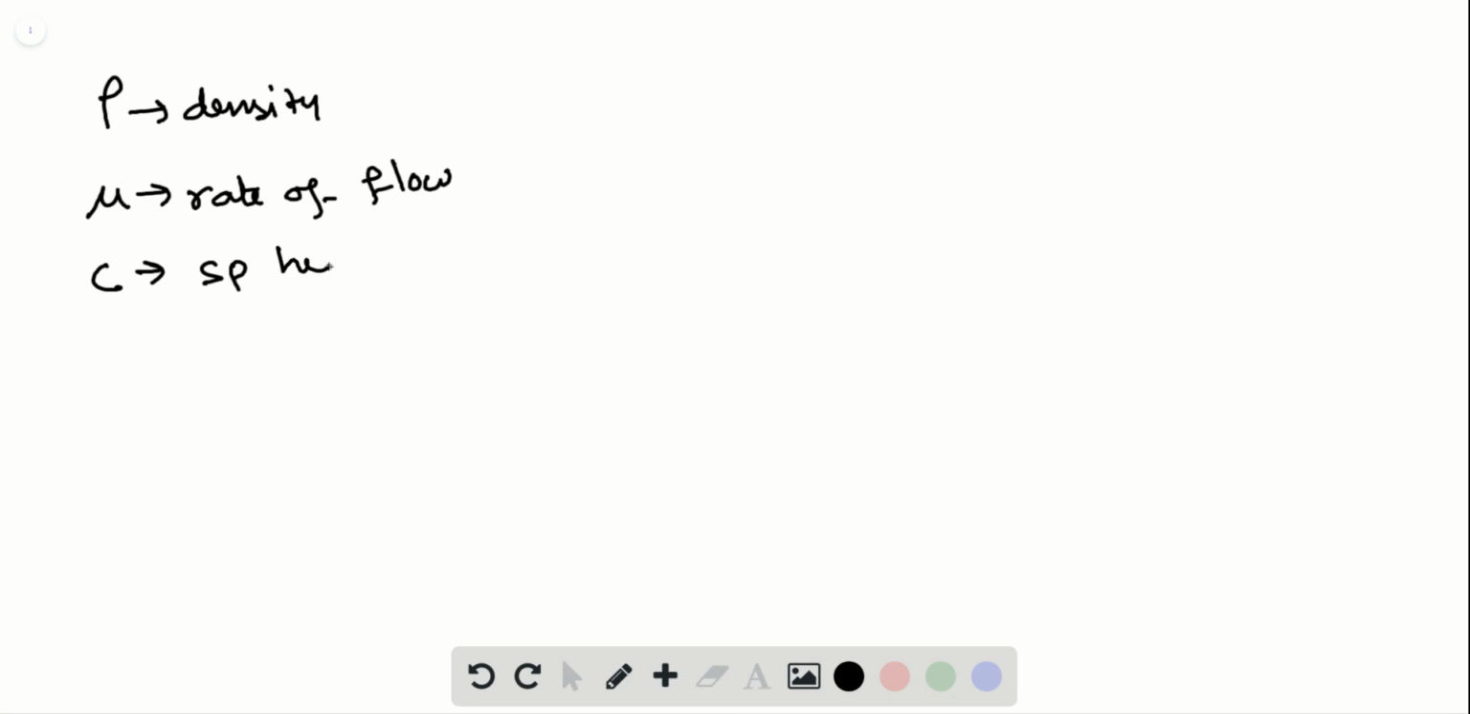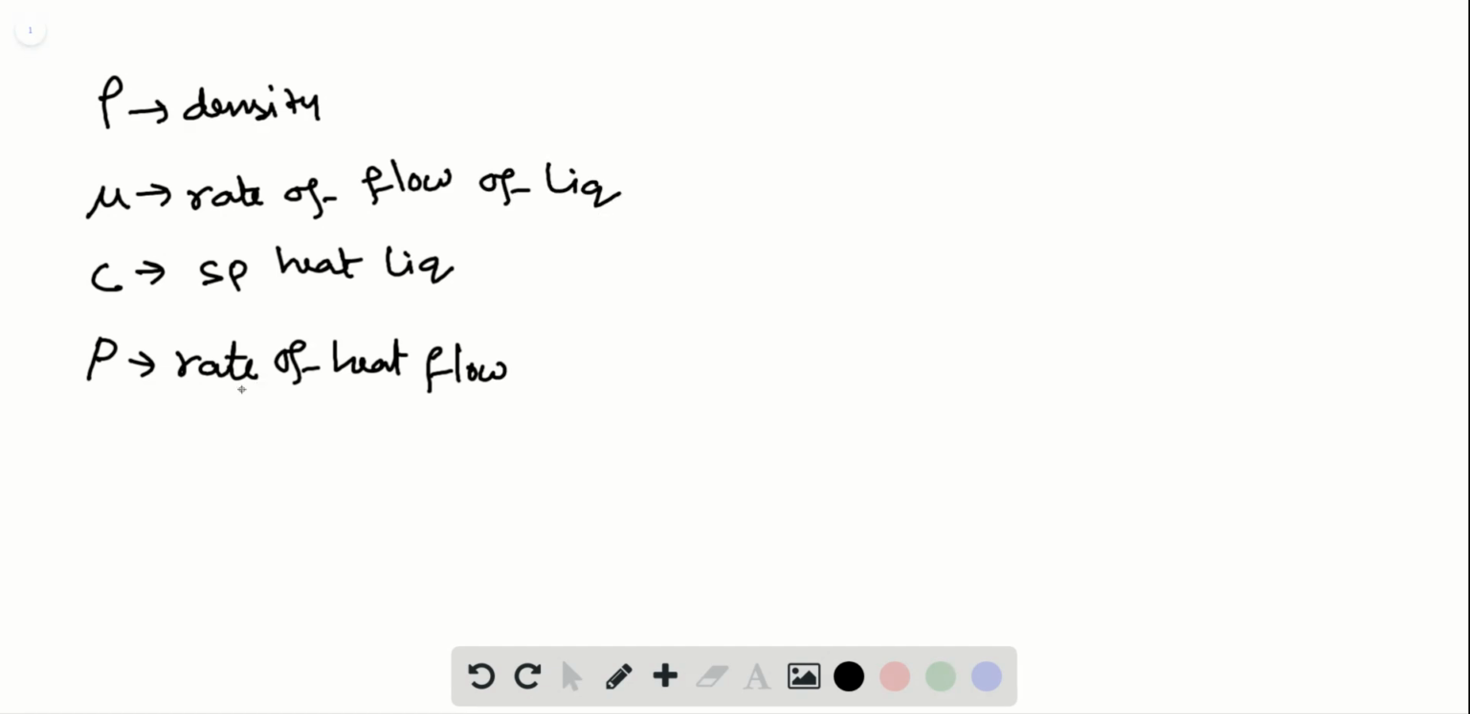So we denote the density of the liquid as rho. The rate of liquid flowing in the calorimeter as mu. Rate of flow. Then C as the specific heat of the liquid. Then the rate of heat flow as P. So this is the rate of heat flow. So this is rate of flow of liquid. And the temperature change as delta T. So this is the temperature change.